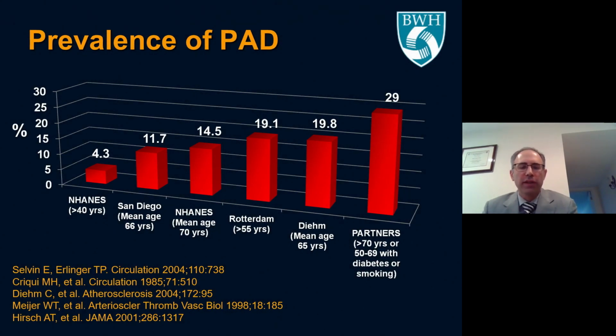So when we think about the prevalence of peripheral artery disease, one of the most obvious things that we see is when we move from a population of patients that are younger to one that includes patients above 70 years or so and that have comorbidities that we know are associated with atherosclerosis, the prevalence of PAD really shoots up. So these are a number of really large data sets and different populations within those data sets. And as we go from the NHANES data set and looking at 40-year-olds and older to a mean age of 66 to 70-year-olds in the NHANES to a Rotterdam registry of greater than 55 years, finally to the Partners Registry, which had patients who were greater than 70 years or 50 to 69 years with diabetes and smoking, you can see just how high the prevalence of PAD goes.